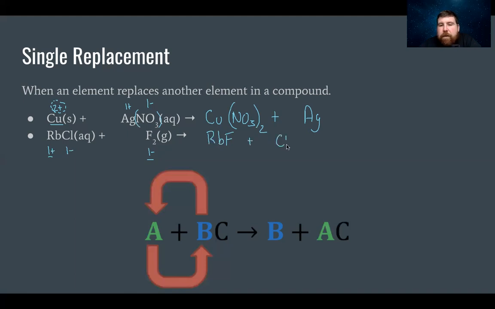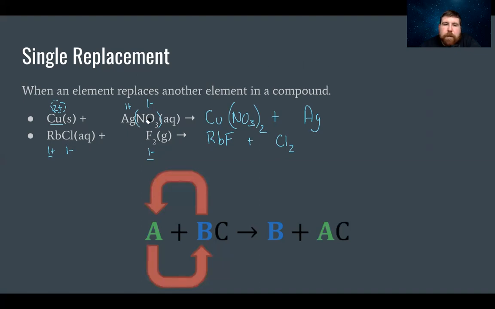This ends up kicking out chlorine, and chlorine's all by itself. Whenever we have an element by itself, we ask ourselves, is it a diatomic? This will be Cl2, and the reason is because chlorine is a diatomic. And for these two reactions, we now need to go ahead and balance them out.